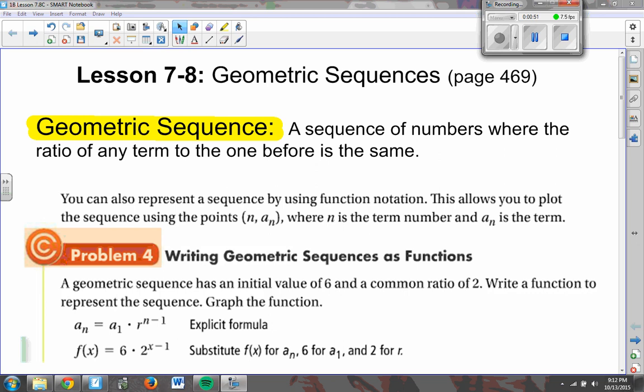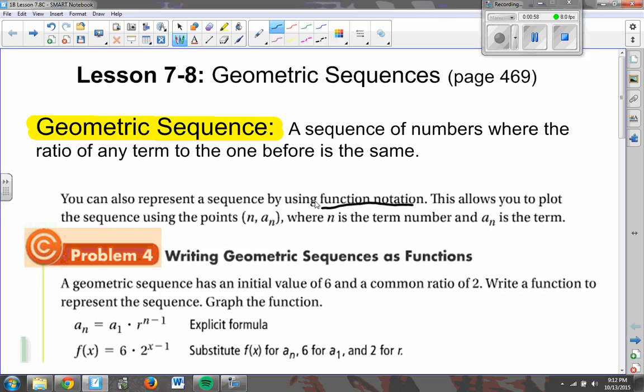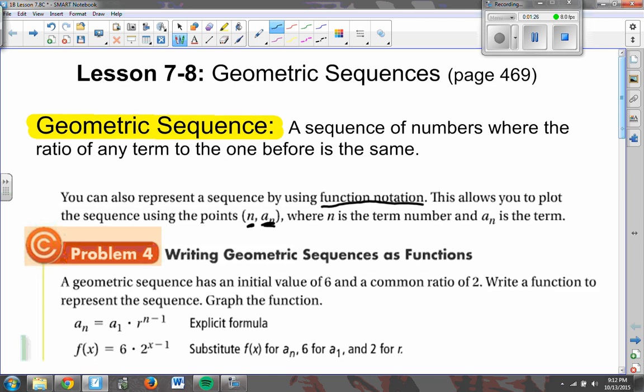It tells us we can represent a sequence using function notation, meaning we're going to talk about a geometric sequence as a function in this video. And this allows us to plot the sequence using points where we pick a term number, and then the value of that term is our x and our y values. n is the term number, and a sub n is the value of that term. So let's look at an example of how we can look at a geometric sequence as an exponential function.